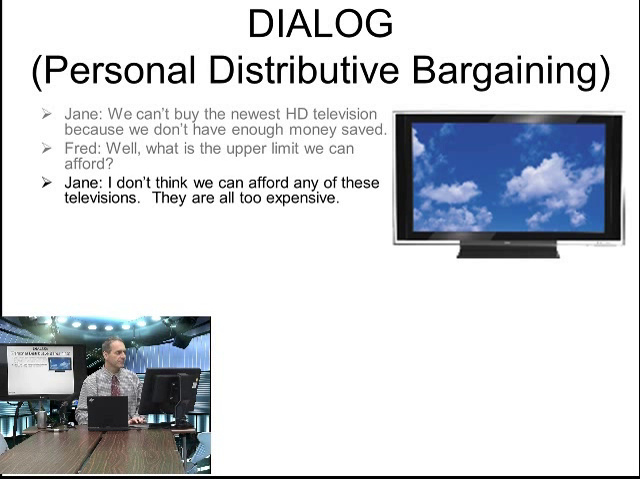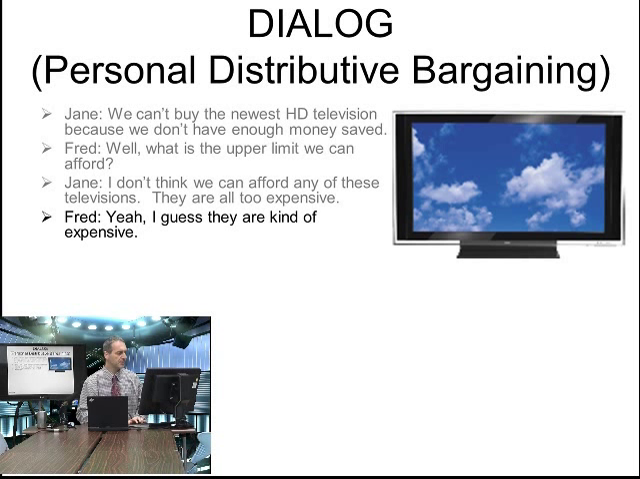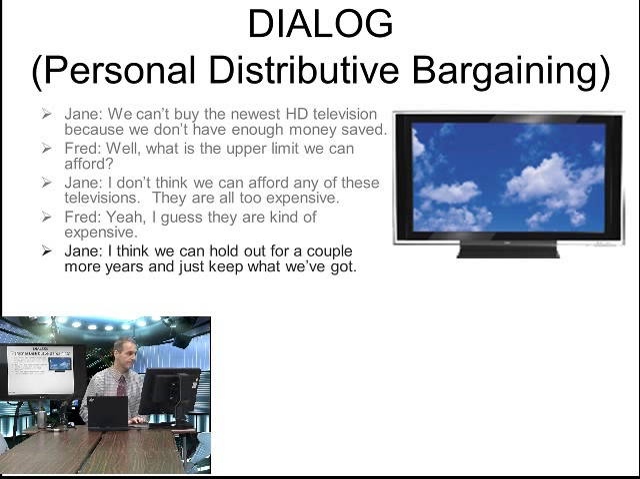Jane says, I don't think we can afford any of these televisions. They are all too expensive. And Fred responds, yeah, I guess they are kind of expensive. And Jane says, I think we can hold out for a couple more years and just keep what we've got. Okay, now this is a very easy to understand, straightforward situation. Very simple, right? Fred and Jane have something in common. They also have something different.